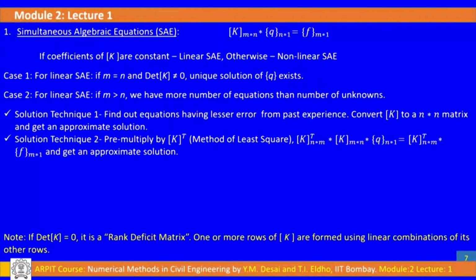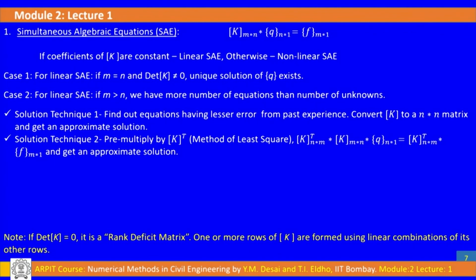So, this was the straightforward case of simultaneous equations with a square matrix. What if we are given a rectangular matrix? Let us look at one such case, when we have a number of rows more than the number of columns. What does it mean? We have more equations than the number of unknowns.